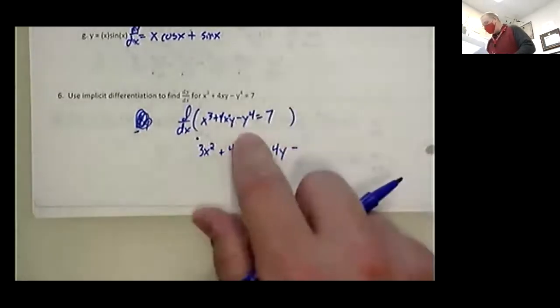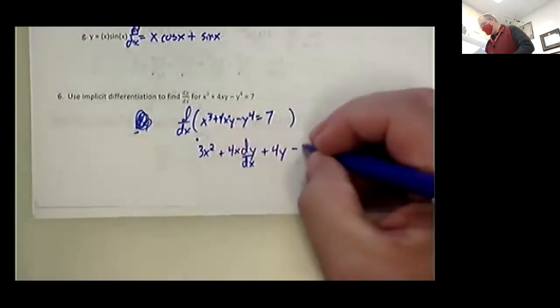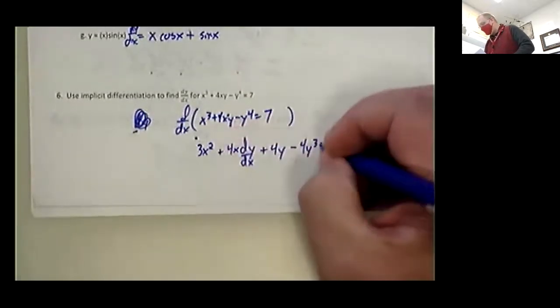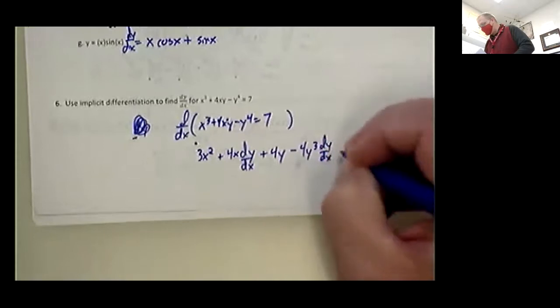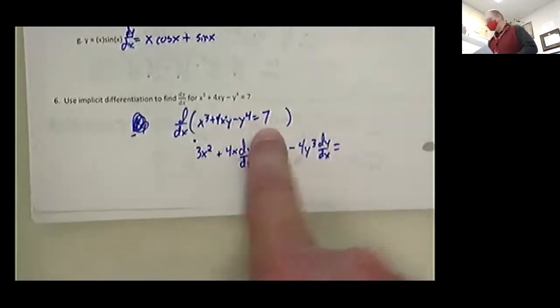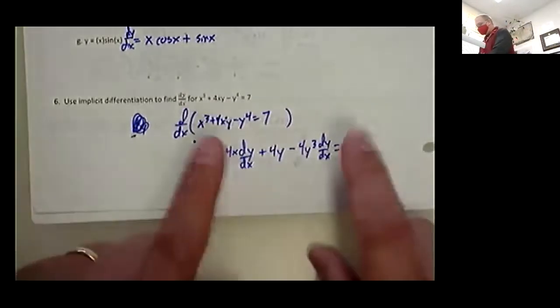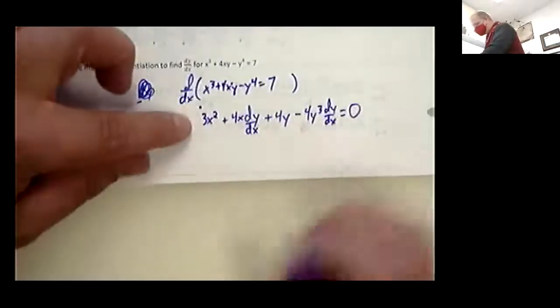minus the derivative of y to the 4th is 4y cubed. Because we took a derivative of a y, we have to leave a dy/dx, equals derivative of 7 is 0. We're going to run out of room. Now we want to solve for the dy/dx's. We're going to move everything else to the other side.